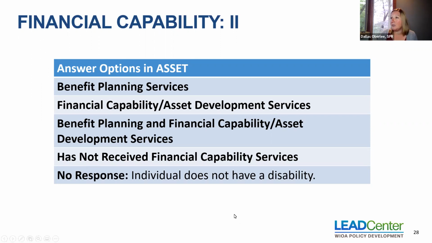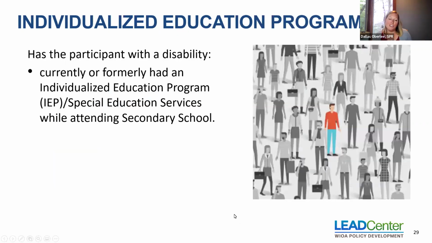And then the next two elements that we're going to talk about kind of shift into education. So they're a little different than the other ones, but they're still included in these required WIOA disability related data elements. So this next one is the individual education program. So I'm sure many of you have heard the term IEP, and that is what this is referring to. It's asking if an individual with a disability either currently has an IEP or formerly had an IEP, special education services while they're attending school.